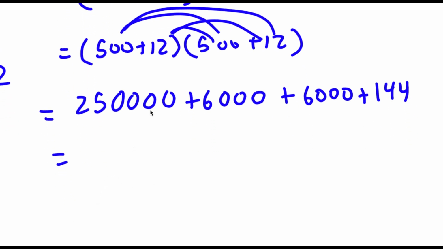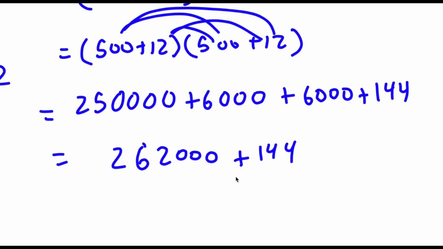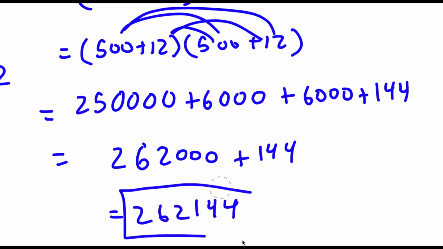Now I'm going to go ahead and add all of these. So I have 250,000 plus 6,000 plus 6,000, which is 12,000. So I have 262,000 plus 144, which is equal to 262,144. So this is my answer.